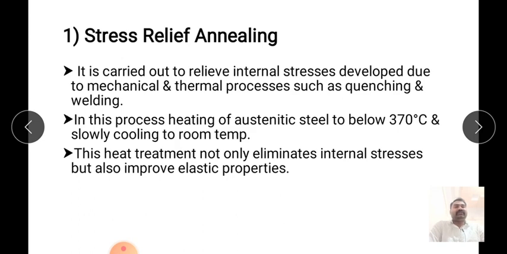Out of that, stress relief annealing is carried out to relieve the internal stresses developed due to mechanical and thermal processes such as quenching and welding. In this process, heating of austenitic stainless steel to below 370 degrees Celsius and slow cooling to room temperature takes place. So this is nothing but the cooling, and this heat treatment not only eliminates the internal stresses but also improves the elastic property.